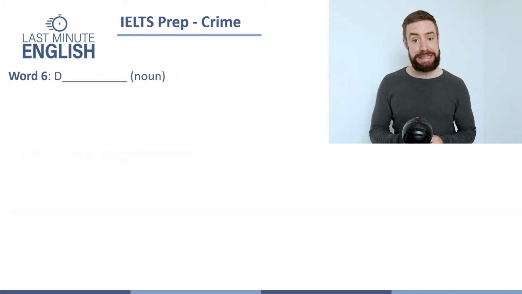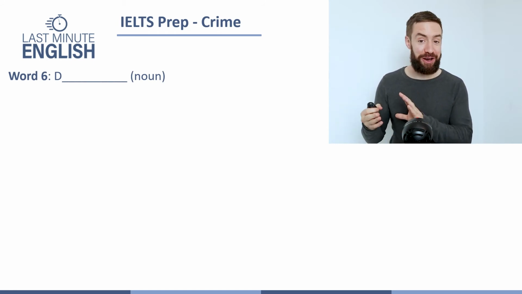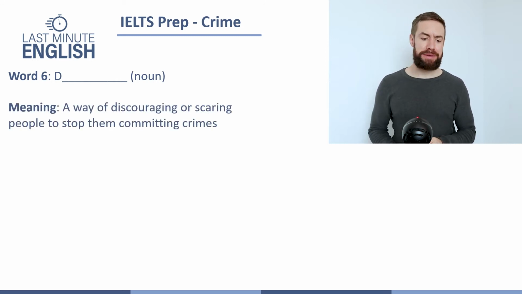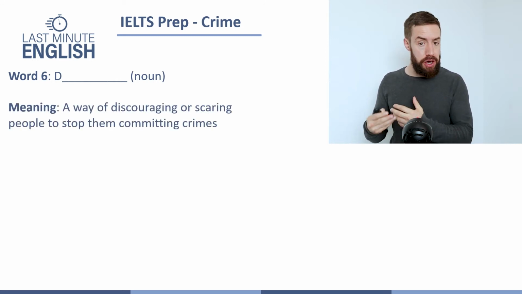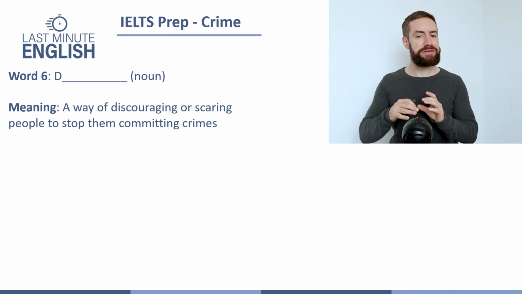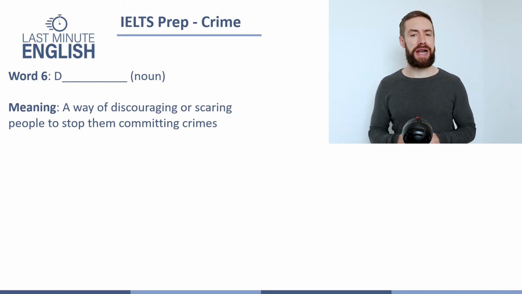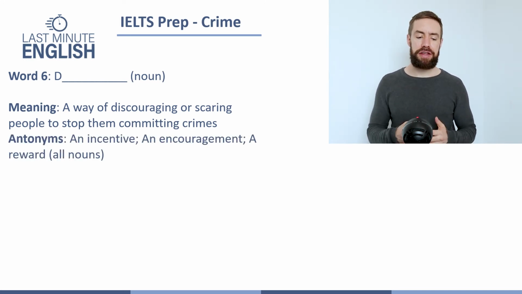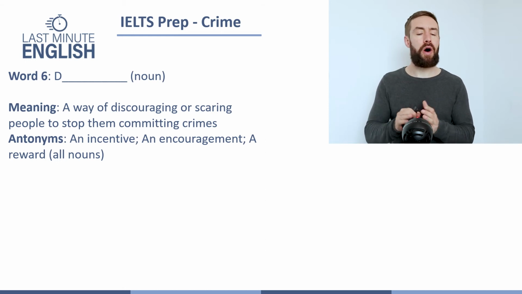Word 6 is d... and a noun. It's a noun that begins with D. Okay? What does it mean? It's a way of discouraging or scaring people to stop them from committing crimes. So it's a way of making people not want to commit crimes because they're kind of scared. And the opposite meaning of this would be an incentive or an encouragement or a reward. That's when we make people want to do something, not make people not want to do something.